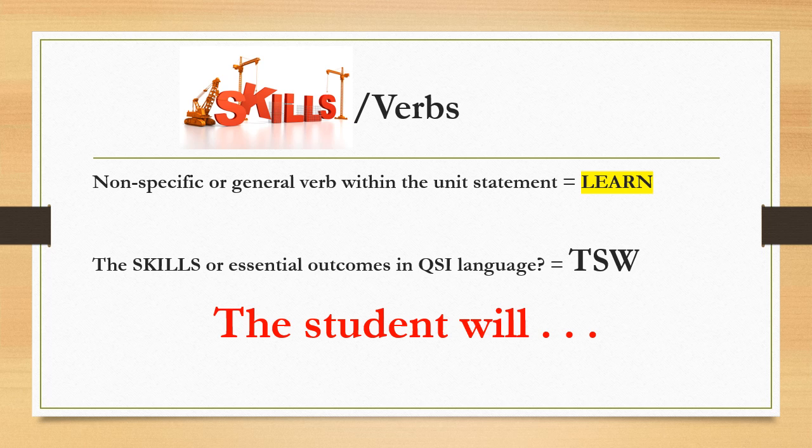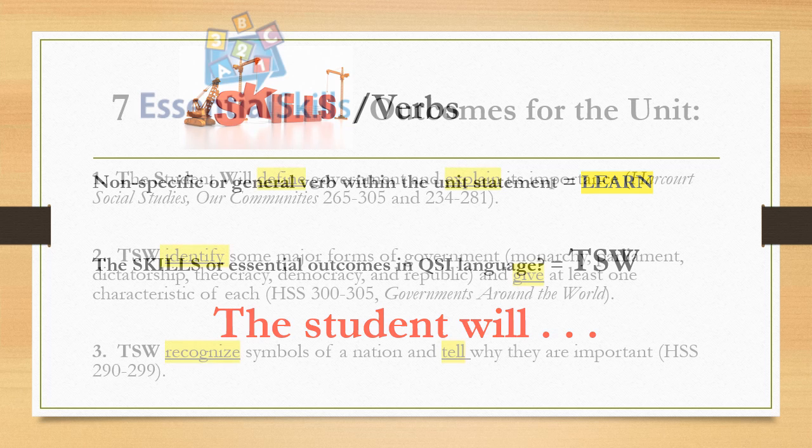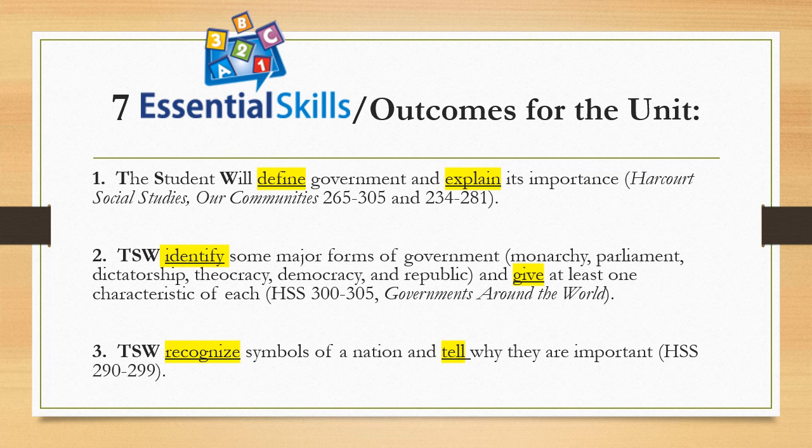In the QSI language or lingo, the specific skills are broken down into TSWs. TSW simply means the student will. Underneath my unit statement, I found 7 essential skills or outcomes for the unit, and each of them begins with a TSW. And remember, that stands for the student will. So number 1, the student will define government and explain its importance. I've highlighted each of the verbs in yellow.